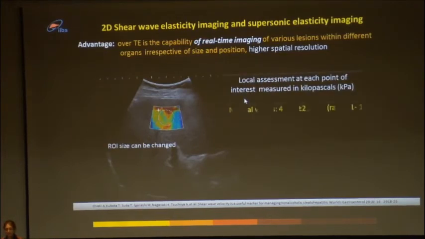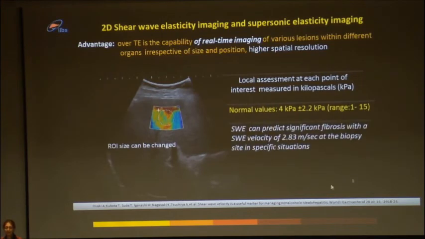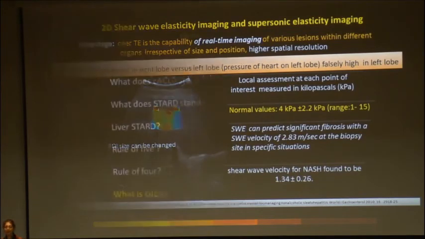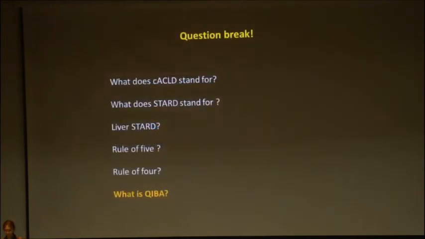This is measured in kilopascals, and there are many normal values which have been defined, but having said that, I would like to say that all of these values are vendor specific. So each machine gives a different set of values, and you have to go as per the vendor. This is not being standardized by institutes but by vendors, and we have to follow what the vendor gives us. Of course, doing this technique, we need to know that the measurement in the right lobe is more important than the left lobe. Why? Because the heart puts a pressure on that.